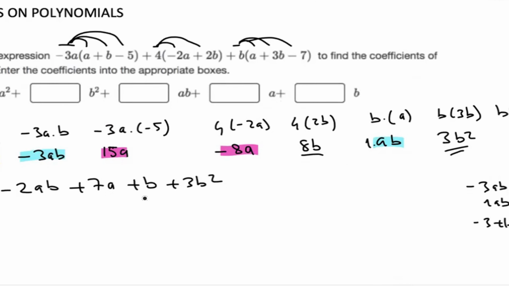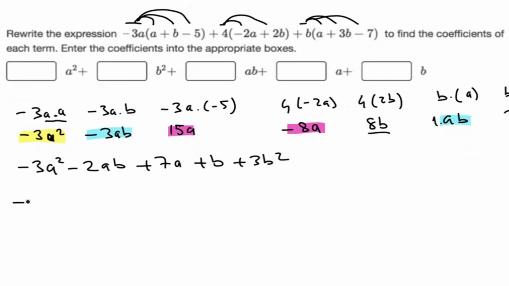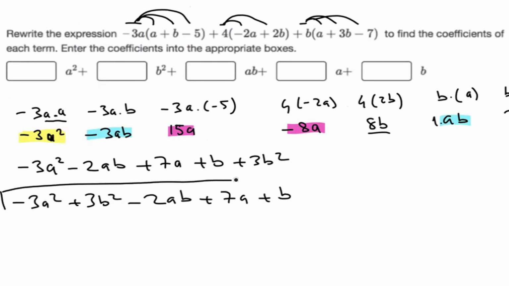3b square. If I rearrange them again, negative 3a square, and I can write there 3b square first, as in the question it is mentioned. So negative 2ab plus 7a plus b. So when I do one-to-one matching with this expression, what we are actually required to do here in this expression.